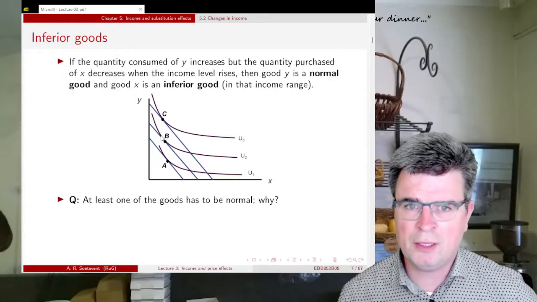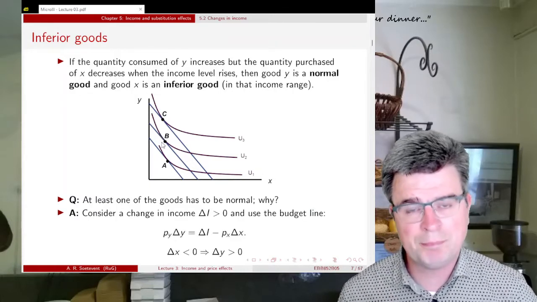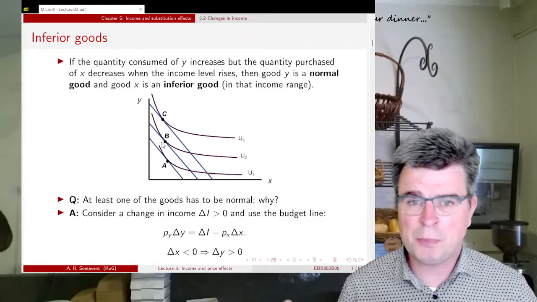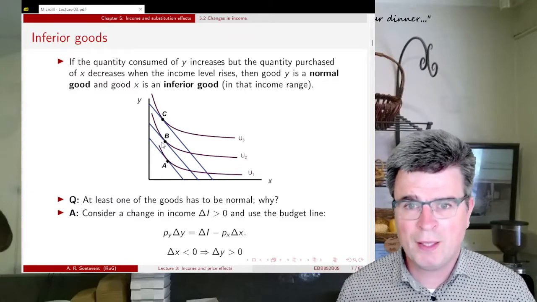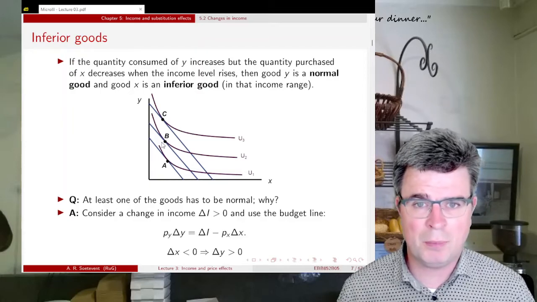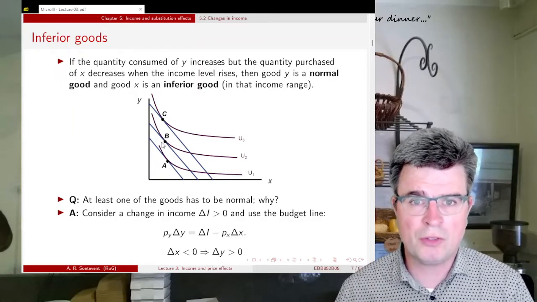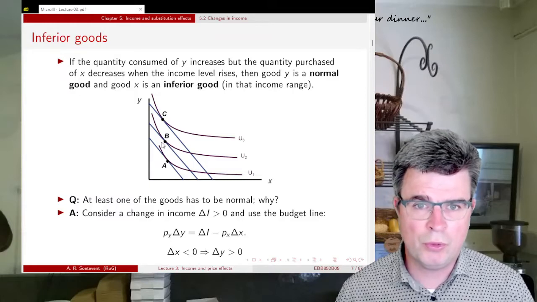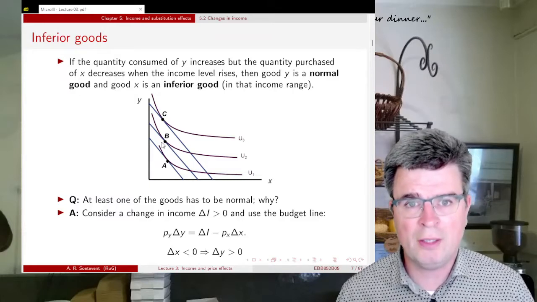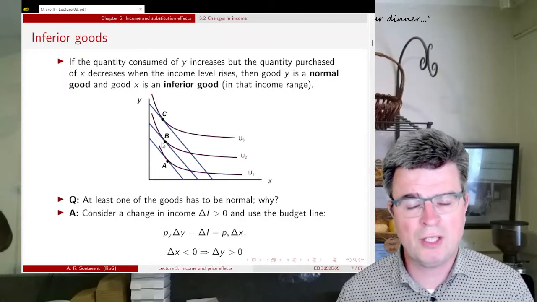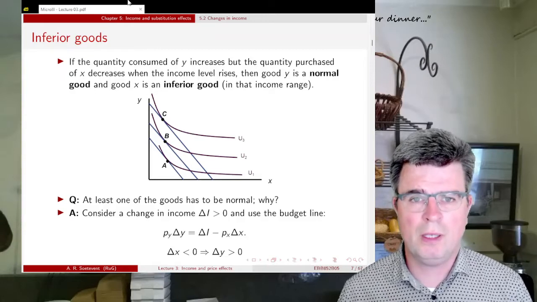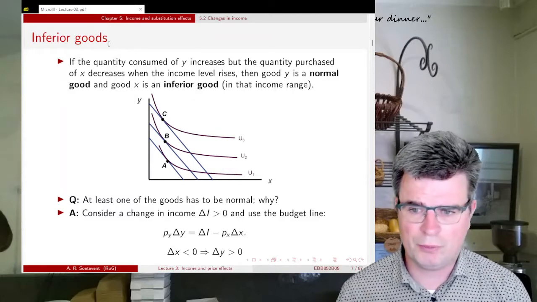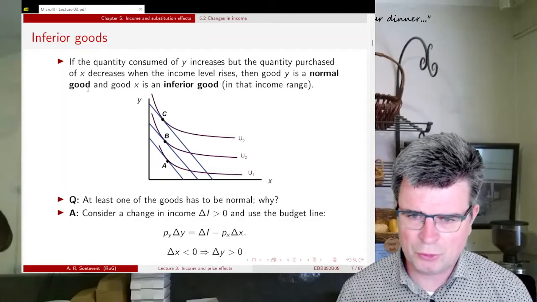The answer to this question is, suppose that you have an increase in income, so your income increases by delta y. Then you don't save, so you need to spend this additional income on something. And if both goods are inferior, it means by definition that your increase in income would lead to a reduction in the consumption of both goods. That would mean that you would not spend your entire income. And of course, money itself doesn't buy utility, so you should buy some units. So at least one of the goods needs to be a normal good. That's the intuition. Of course, we can also do it mathematically.